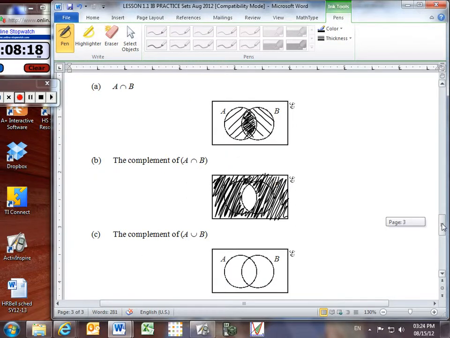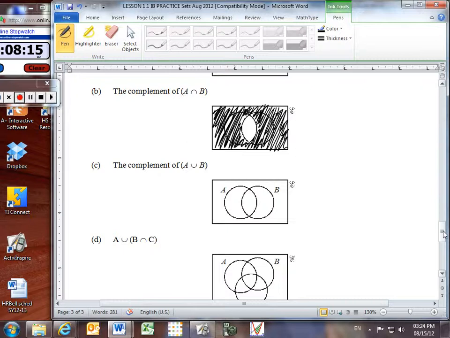Alright, let's do part C. It wants us to shade the complement of A union B. Well, A union B is going to be everything in set A or set B. In other words, we're filling in this entire MasterCard symbol in the middle. So this is A union B, everything inside A or B. So what's the complement? It's everything outside the MasterCard symbol. There we go.